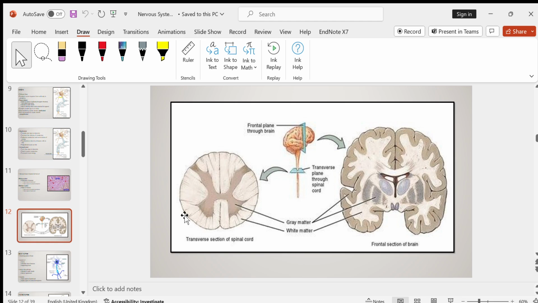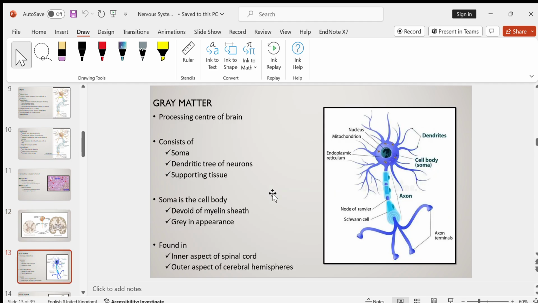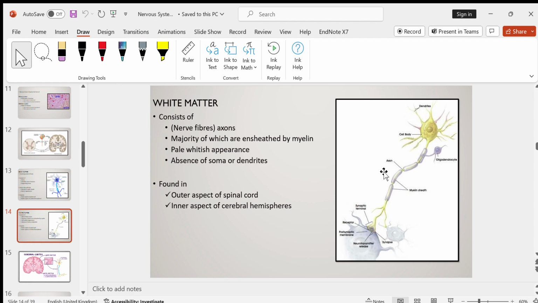Another difference is that in the spinal cord, the gray matter lies in the center. It is surrounded by the white matter. But in case of the brain, the gray matter is in the periphery, as you can see in this picture, and the white matter is in the center. So the arrangement of the gray matter and the white matter is reverse in brain and spinal cord. The gray matter has, as I've told you before, the cell body, dendritic tissue, and the supporting tissue, and it is devoid of myelination, hence it is gray. And the white matter has the nerve fibers, which may be myelinated, and they appear white.